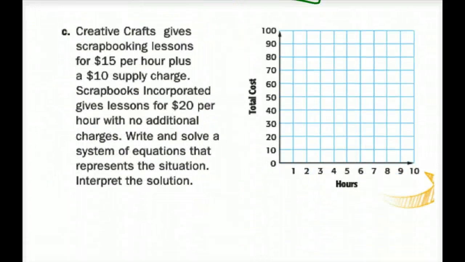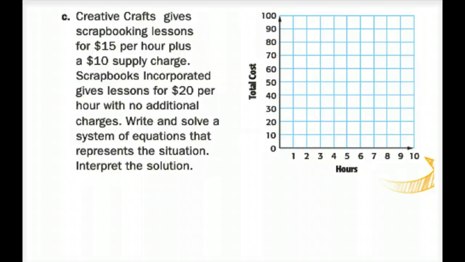All right. Last problem. No, tonight they don't have any word problems, so we're good to go. Creative Crafts gives scrapbooking lessons for $15 per hour plus a $10 supply charge. The other company, Scrapbooks Incorporated, gives lessons for $20 per hour with no additional charges. Write and solve a system of equations that represents the situation and then interpret what the solution means.